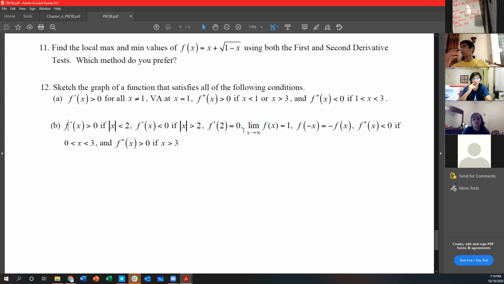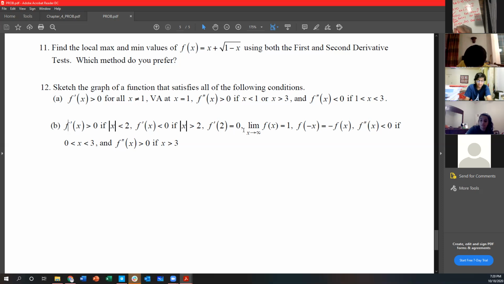Do you guys remember that? It says it's an even or odd function, right? Yes, it'll either be an even or odd function. So let's think about it. If I have x squared, that means f of negative x is equal to f of x. So this must be an odd function. Okay, so we know that it's an odd function.